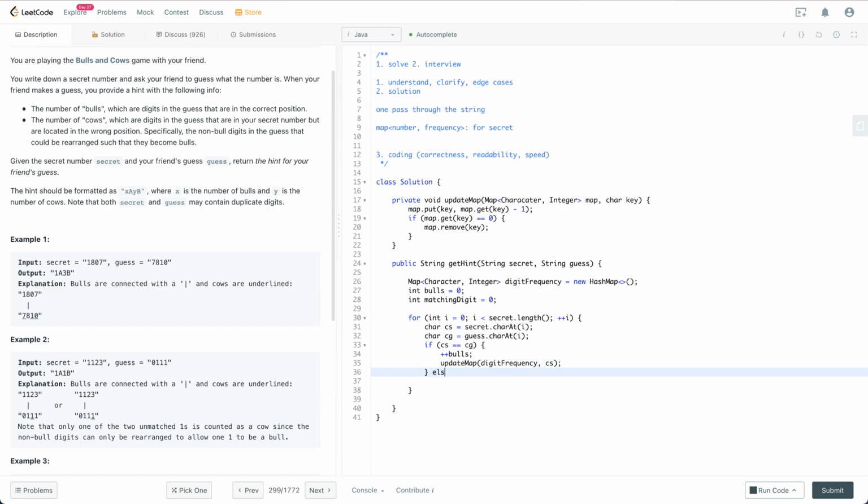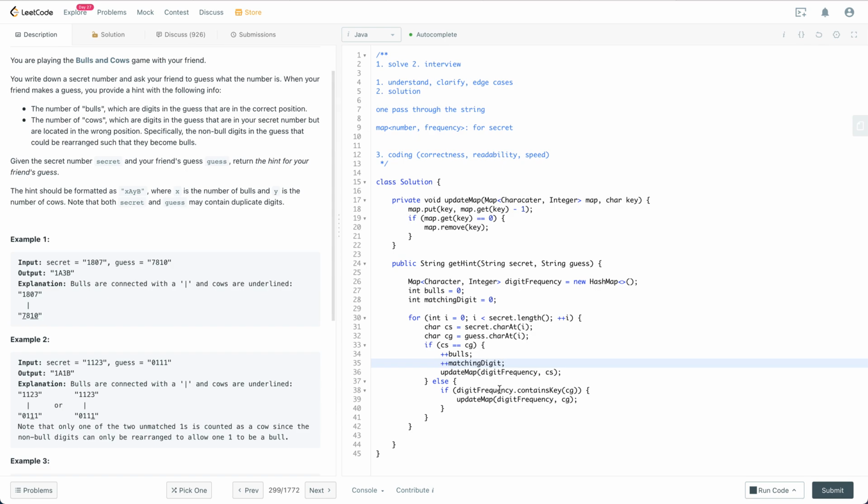Otherwise, if it's not equal, then we need to see whether the character CG is within the map. If digit frequency dot containsKey CG, then we just need to update the frequency of this digit frequency map for CG. Yeah, I think we also need to increment the matching digit here. So if it contains this, we update it and increment the matching digits.